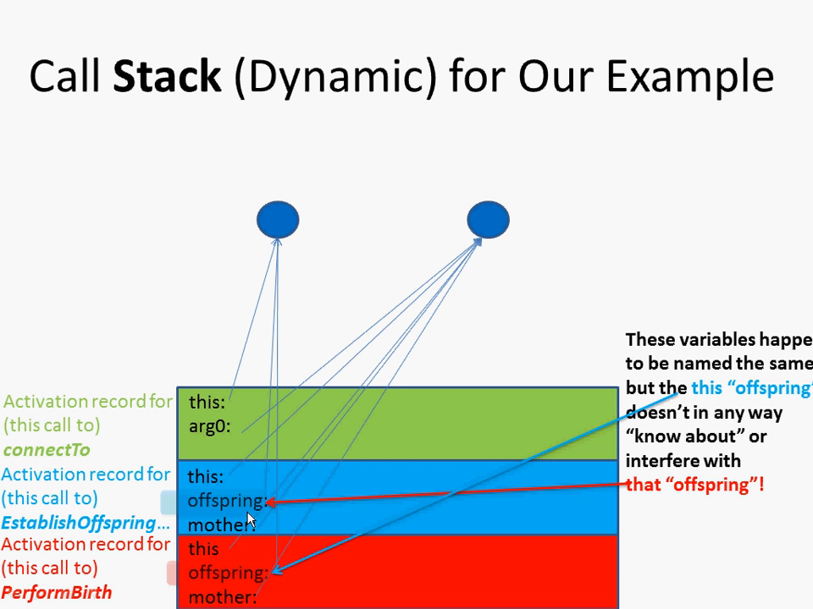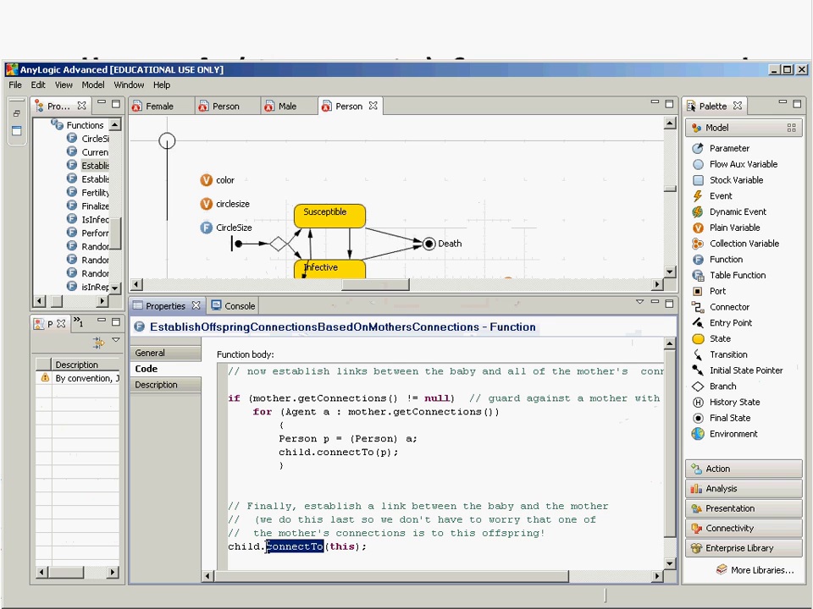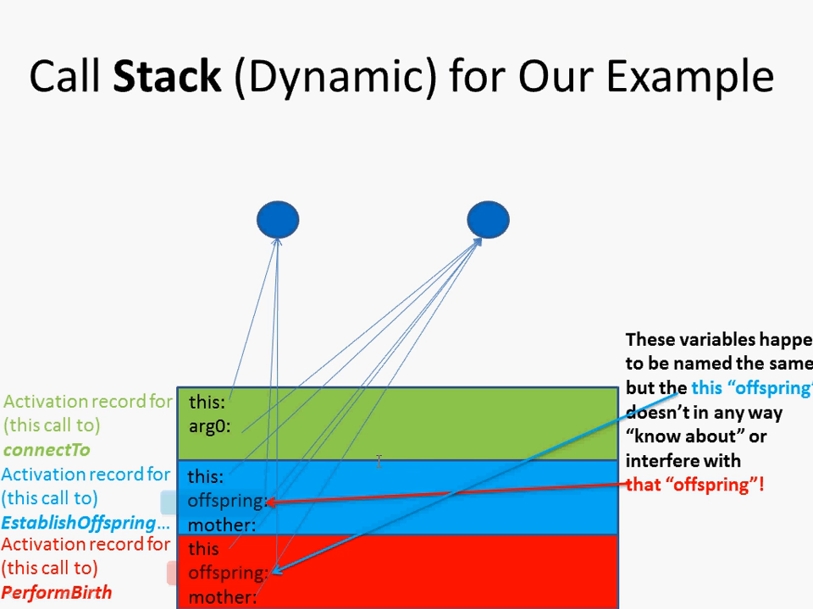And then what happens here is this thing calls connect to, okay? Establish offspring connections actually calls connect to here. And it calls it on the child or on the offspring, okay? When we do that, what is this going to refer to? It's going to refer to which one of these two? Remember, this is for the mother, this is the offspring. So what is it going to refer to in that connect to? Inside this call, what is this going to be referring to? The child. Yeah, it's going to be referring to the child.